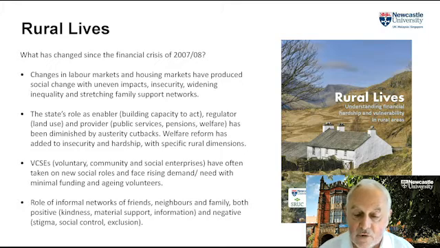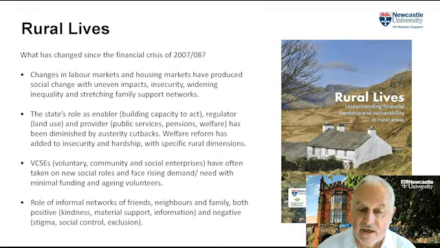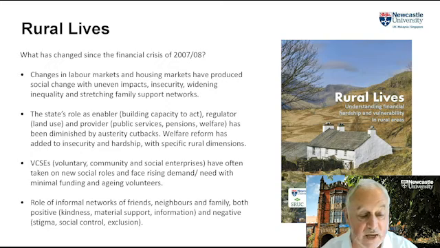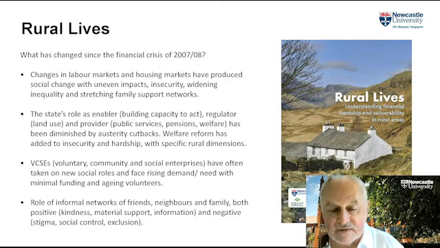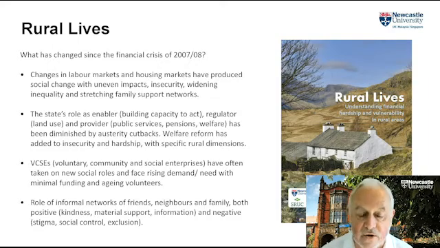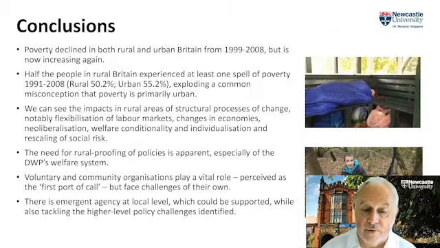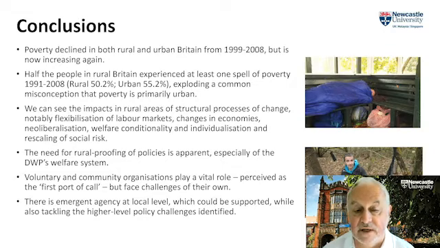So rural lives are changing in the context of austerity after the financial crash. They're changing again under the impact of the pandemic, and I've in passing touched on some of the ways in which that's happening. But I haven't got a lot of time. I'm just giving you a brief talk today, so let me summarize some of the main conclusions here now. Poverty declined in both rural and urban Britain after 1999, but it's now increasing again.